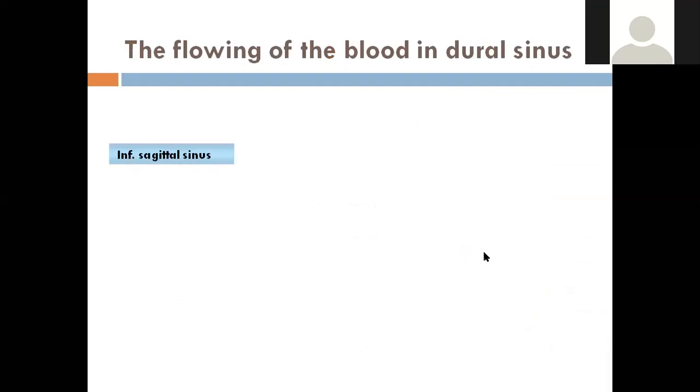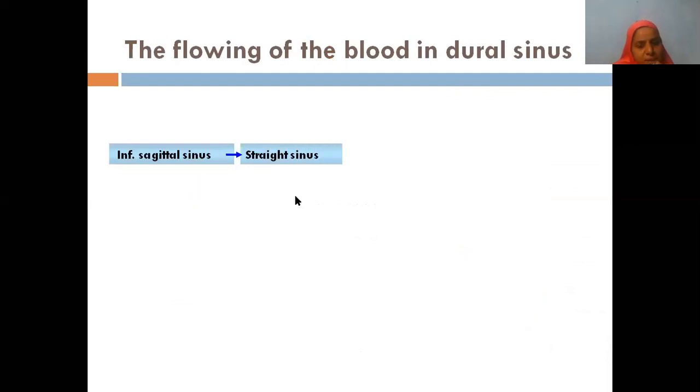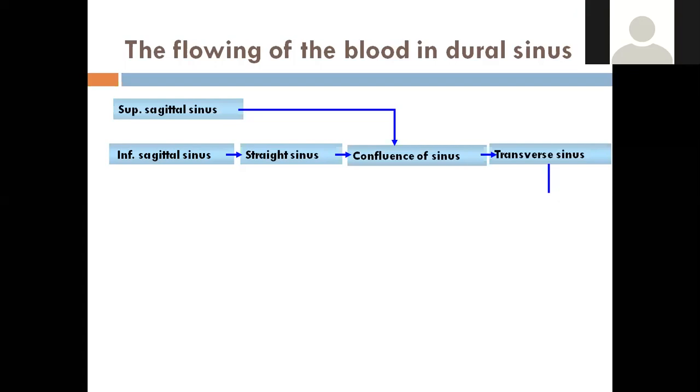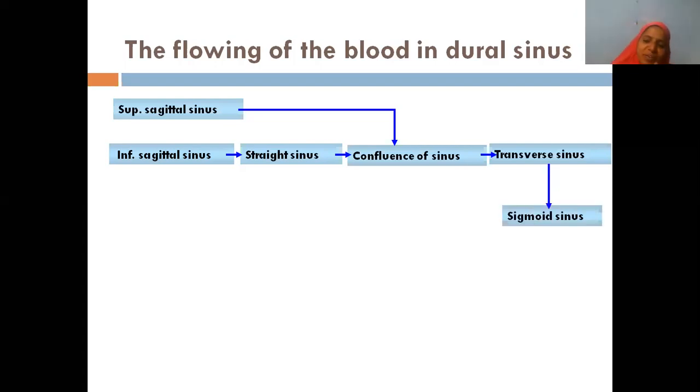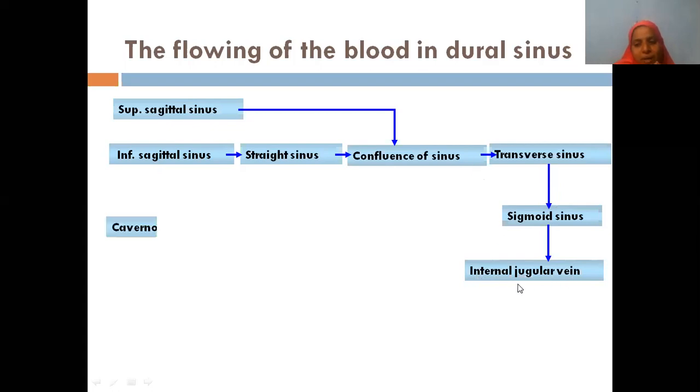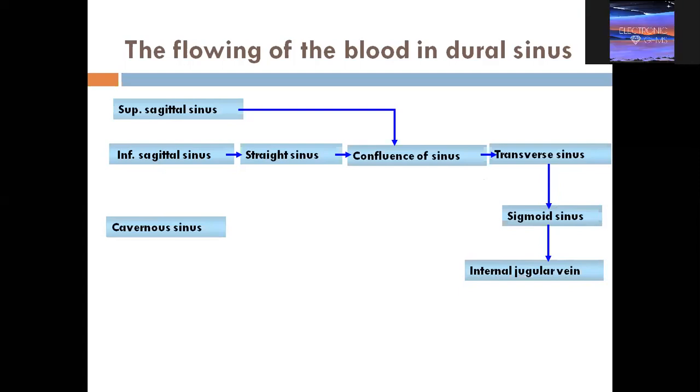Now this is the flow of blood in the dural venous sinuses. You start from the inferior sagittal sinus, it moves to the straight sinus, then to the confluence of sinuses. You start from the superior sagittal sinus, it goes again to the confluence of sinuses, then to the transverse sinus, from transverse sinus to the sigmoid sinus, and from sigmoid to the internal jugular vein. Finally, the internal jugular vein into the brachiocephalic vein, and the brachiocephalic veins into the superior vena cava. Very good. Write it.